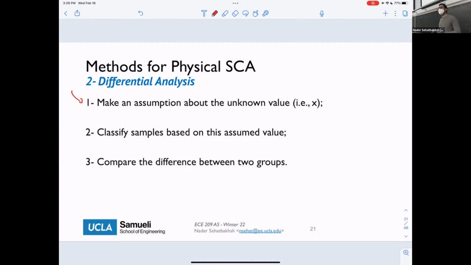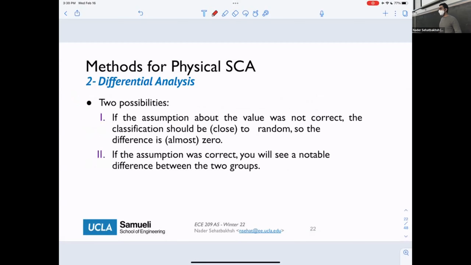And then we classify the samples that we have. Let's say we run the experiment 1,000 times, 500 times with X equal to 0 and 500 times with X equal to 1. Then we need to come up with some classification of when X was 0 and when X was 1. Obviously, we don't know that. If we had known that, we would know the answer. So we use some function in order to do that classification, and then we take the difference between these two groups.